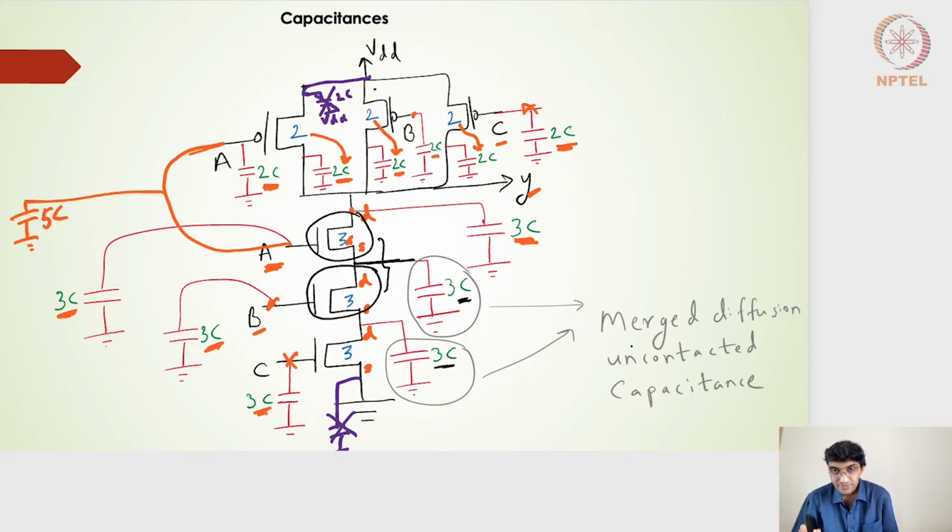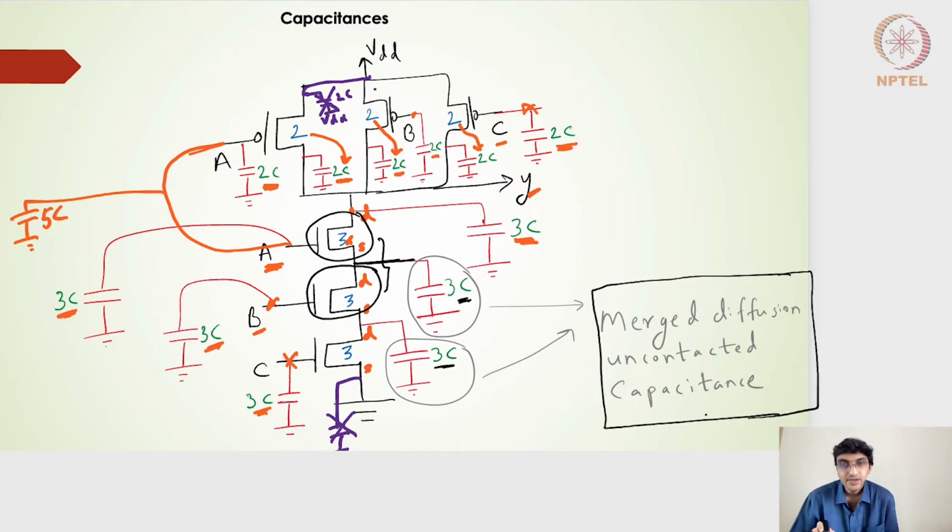Alright, so that is something we will have to look into. And I'm saying that this is nothing but a merged diffusion uncontacted capacitance. Because of the diffusions being merged, the transistors A, B, and C are in series. So the source diffusion of transistor A gets merged with the drain diffusion of transistor B. So I will have only one diffusion now of the width of size 3. That's why I'm writing it as 3C instead of two separate 3Cs, making it a 6C capacitance.